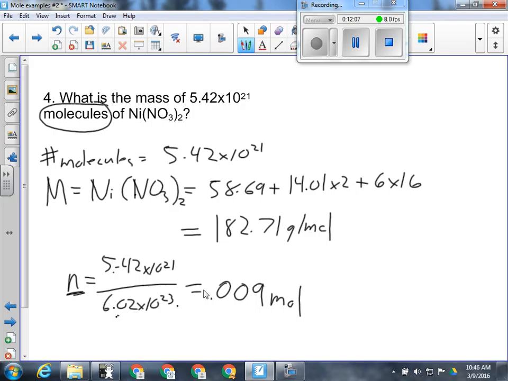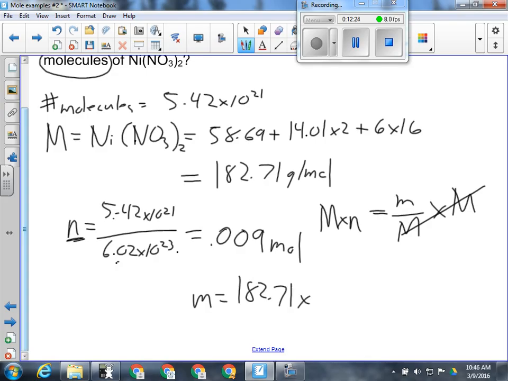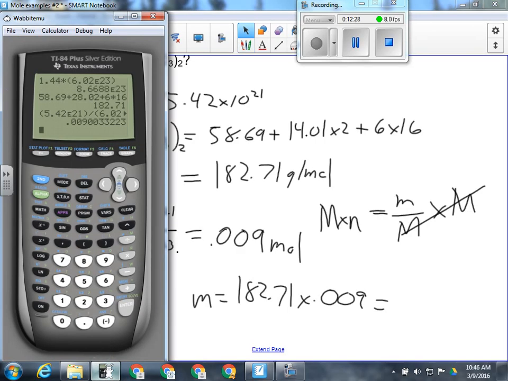I have N and I have big M. So we have N equals little m over big M. I multiply both sides by big M, and now I'm set up. So little m will equal 182.71 multiplied by 0.009. So we get 1.64 grams.